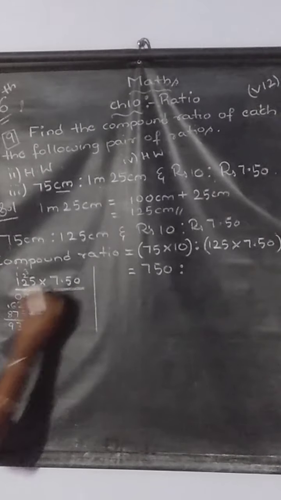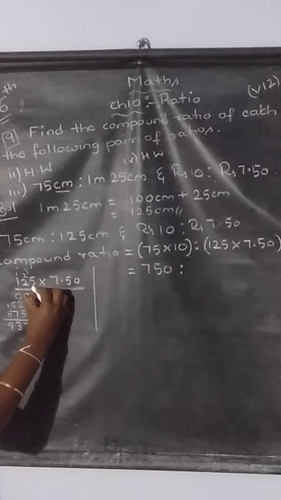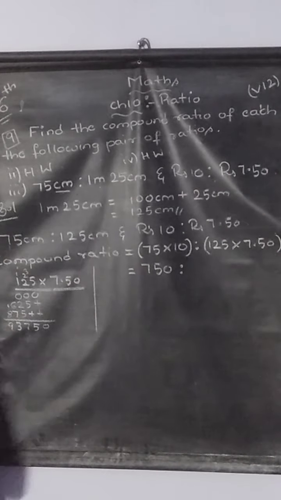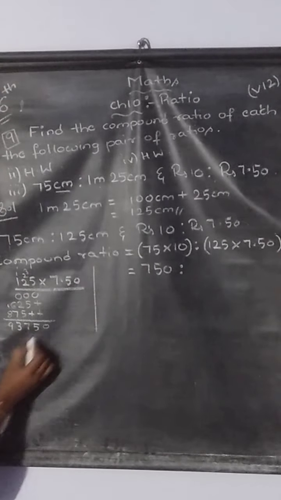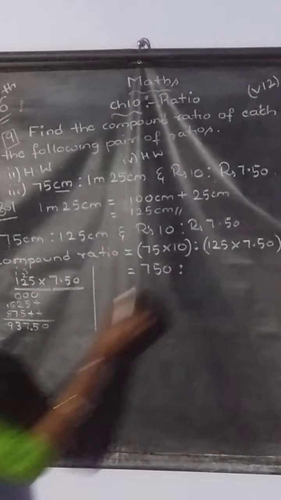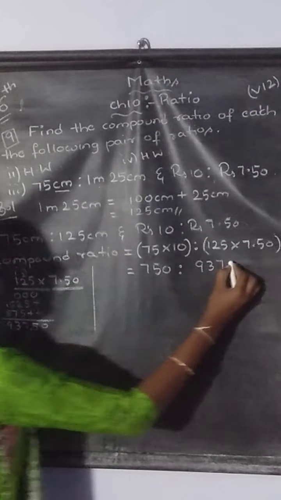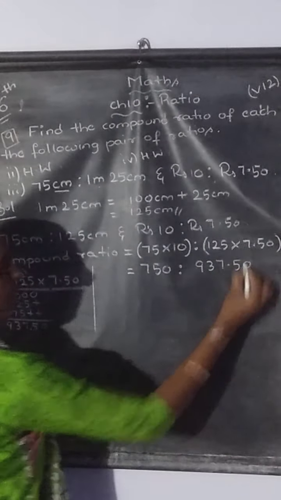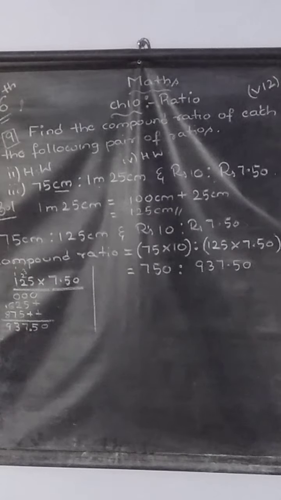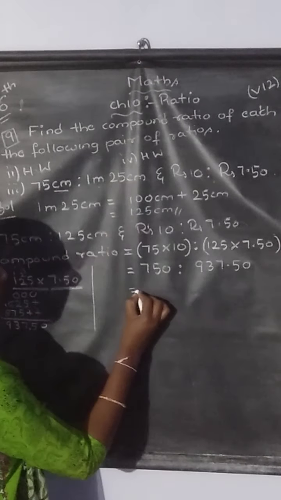Okay. Now count the number of digits after which there is a decimal point. See, here no decimal point, but here after 2 digits there is a decimal point. So in the answer also, after 2 digits you keep the decimal point. So what is your solution, children? It is 937.50. Okay. Now in the ratio I have got a decimal number. Correct? So how to do the HCF? I couldn't do the HCF. Correct? I can't. So what needs to be done? I should shift the decimal point.